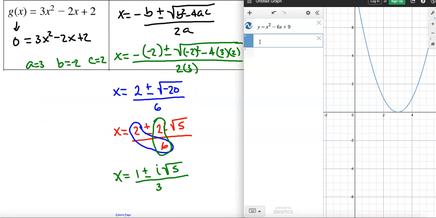So if you go here and plug it in, let's put g of x equals 3x squared minus 2x plus 2. So if I go here, you notice that this green graph doesn't cross the x-axis at all, and so when that happens, you're going to get imaginary solutions, so you can't tell. So you have to use the quadratic formula to help you find what those solutions are.